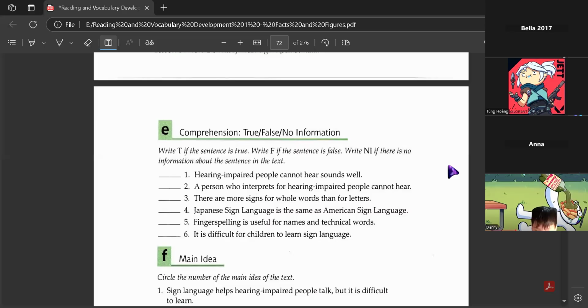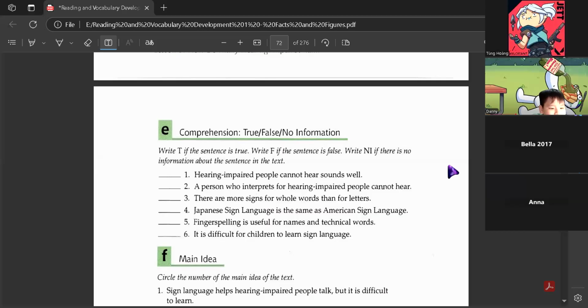Move on to the last 6 sentences. We almost ran out of time. Okay. True, false, or no information. Bella, first one. Hearing impaired people cannot hear sounds well. I think yes, true.